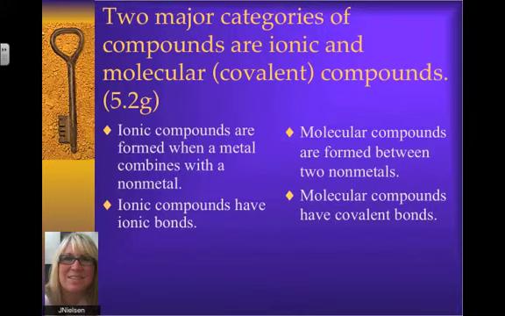Ionic compounds are formed when a metal combines with a nonmetal. And ionic compounds have ionic bonds. Remember, in ionic compounds there is a transfer of electrons specifically from one atom to another. When these electrons are transferred, we form two ions, a positive ion and a negative ion, and it's those opposite charges that make the two ions attracted to one another. In molecular compounds, we have a bond formed between two nonmetals. And molecular compounds have covalent bonds.